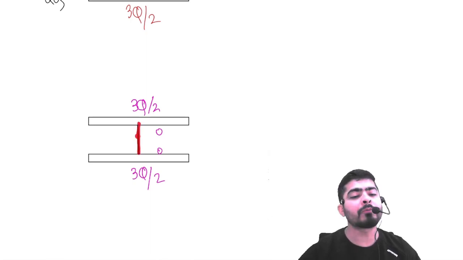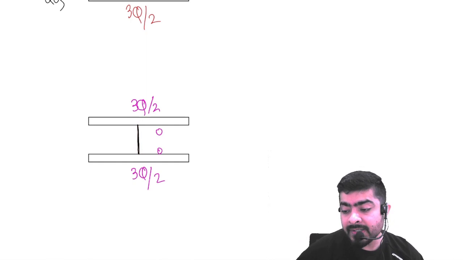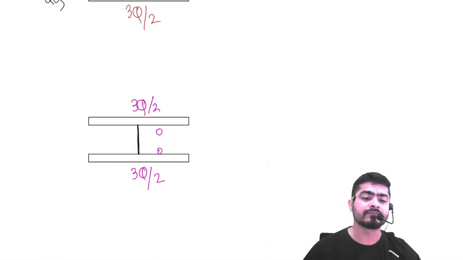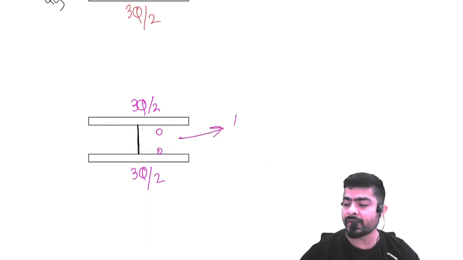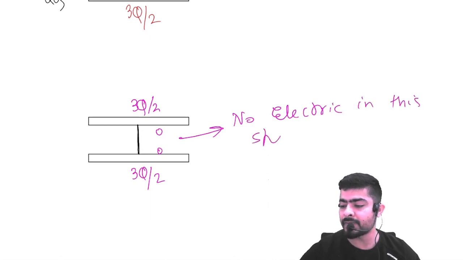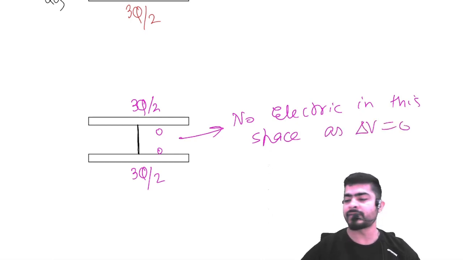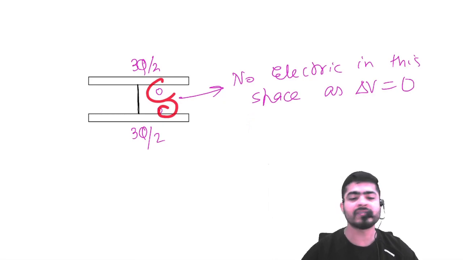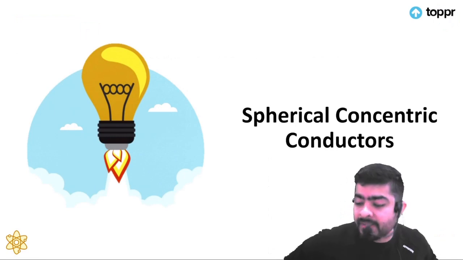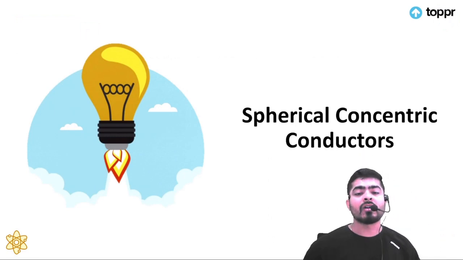Because they have got same potential due to this wire, there cannot be any electric field. And if there is no electric field, there should be no charge. Okay, I'll write down over here, no electric field in this space as delta V equal to 0. Both the conductors have same potential. And since electric field is 0, charge is also 0. That's it. Clear? Great. Now let's jump to the specific, very important questions, that is the spherical concentric conductors.